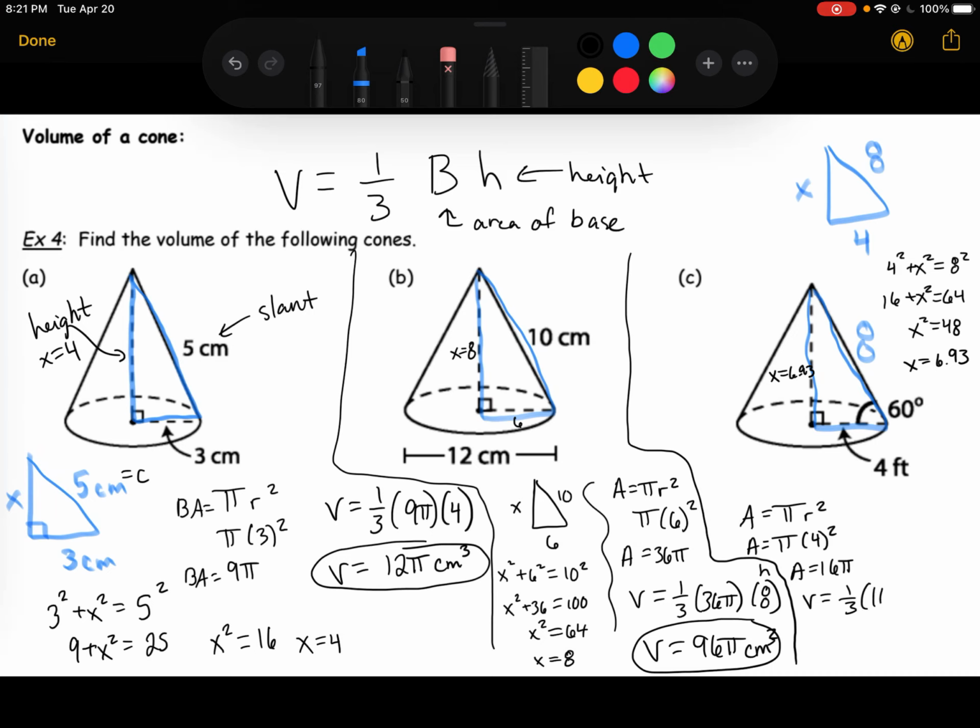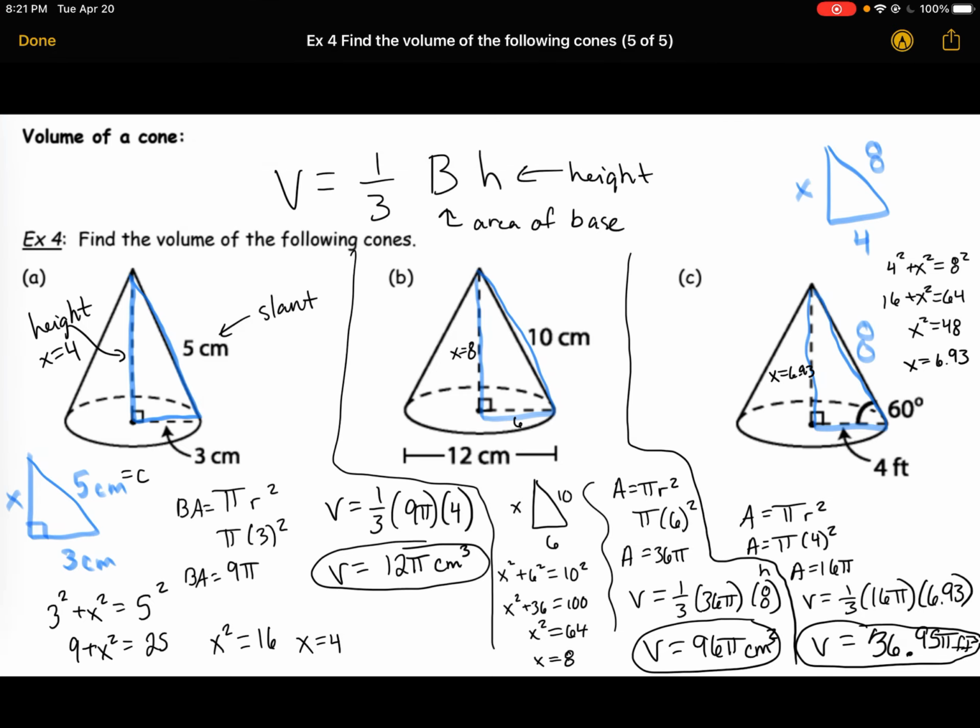So area of our base is pi times r squared. And then we can plug this into our volume formula. And then plug in our height as well. So we'll have 6.93 times 16 divided by 3. Our volume equals 36.95 pi cubic feet.